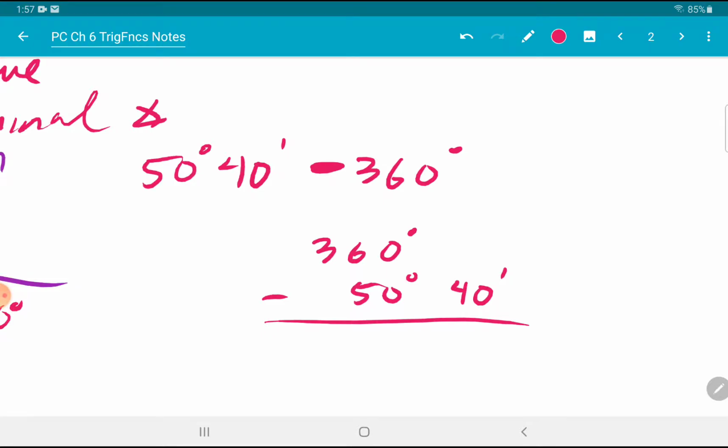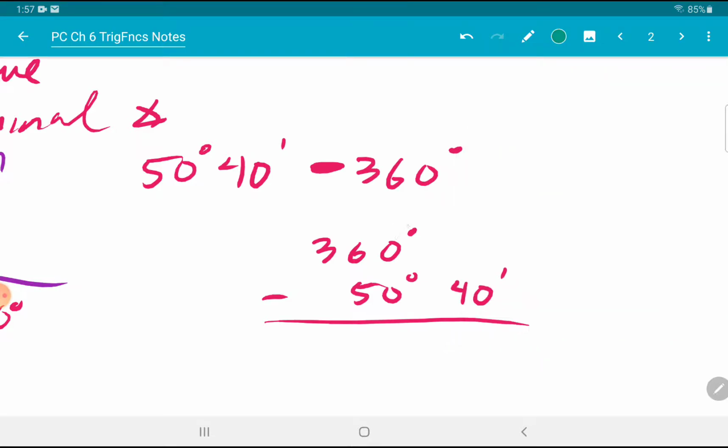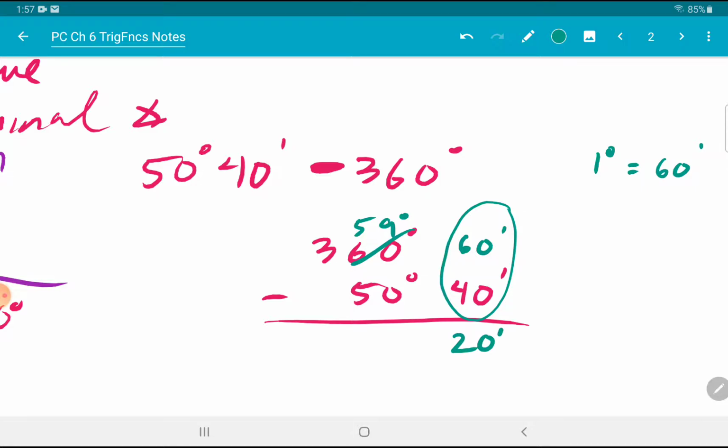Well, from the previous video, one thing that we had discussed was how we know that technically 1 degree is the same as 60 minutes. And so if we do that conversion, then we can say, let's borrow a degree. So we'll know that we now have 359 degrees, right? So 1 degree is borrowed. And what does that 1 degree turn into? That 1 degree is the same as 60 minutes. And so when we do the subtraction now, we can actually say, oh, 60 minutes minus 40 minutes, that'll give us 20 minutes left over.